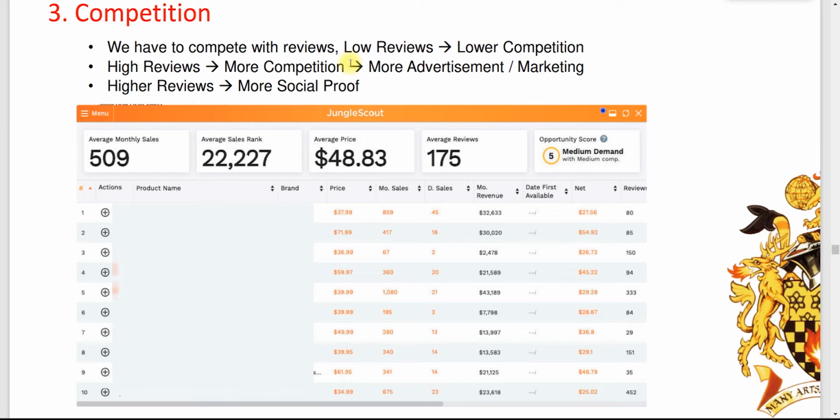High reviews mean more social proof. In the online world, as I have explained, the trust factor can be built by reviews and feedback. This is the only way to build a trust factor. You cannot interact with a buyer. You cannot speak with them as we do in a physical store and make them trust you. So the only thing is reviews, which are the social proof.